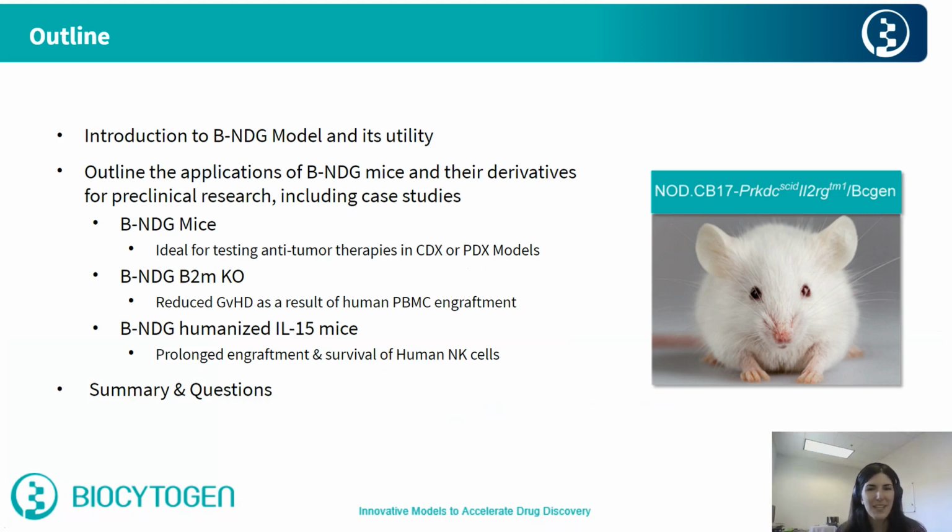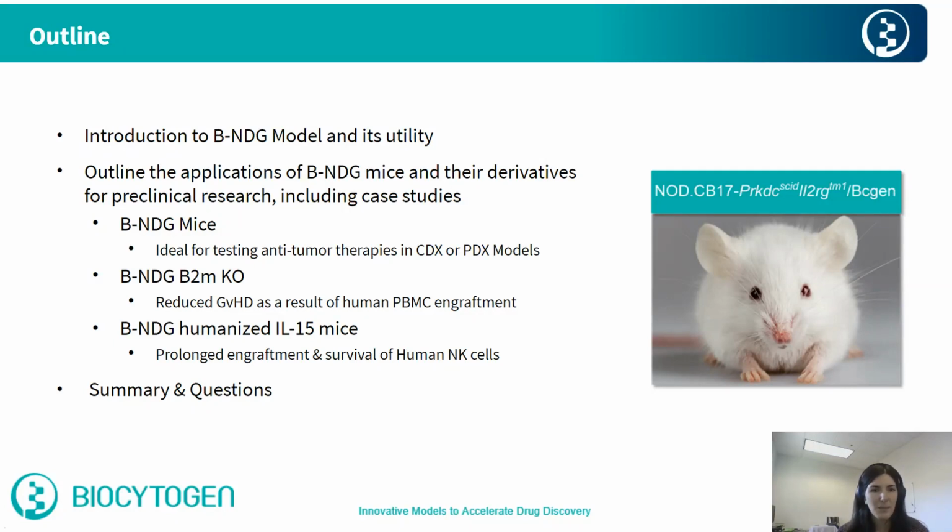So today's presentation will start with an introduction to the BNDG model and its general utility. I'll then outline the applications of the BNDG mice and second-generation models that were further engineered based on specific needs for testing the role of the human immune system in testing novel immunotherapies. These will include specific case studies highlighting their capabilities.